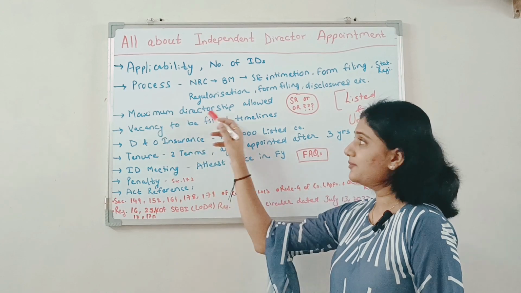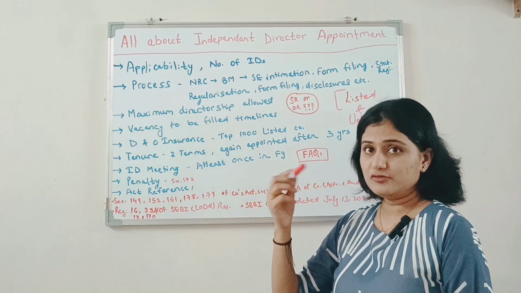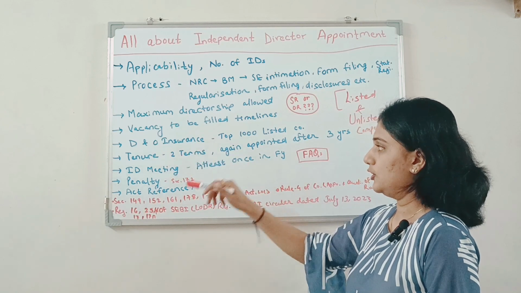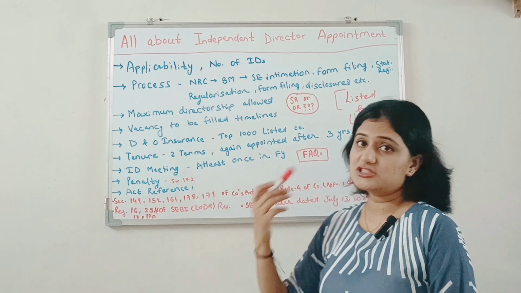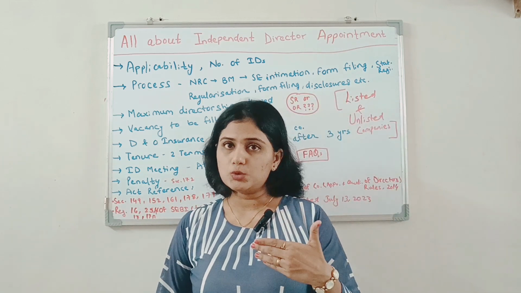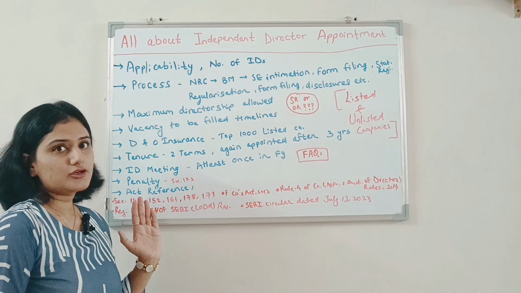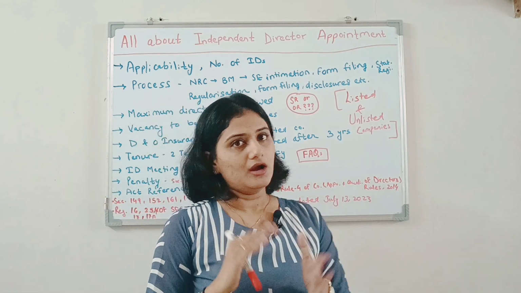Then maximum directorship allowed, vacancy to be filled timelines, D&O insurance, tenure, ID meeting requirements, penalty or consequences in case of failure to appoint an independent director, and lastly act, section or regulation references. So be in the video until the end.